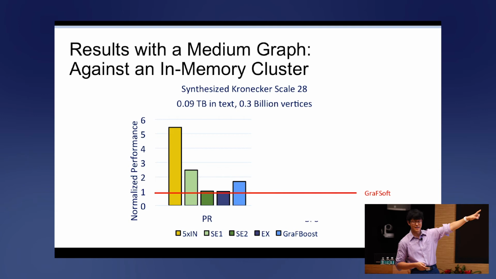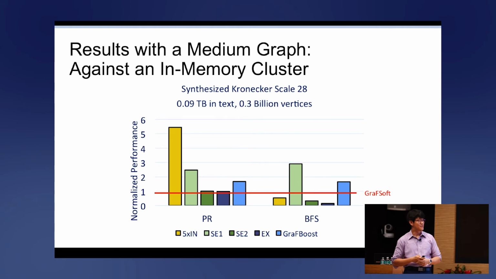The yellow line is the in-memory processing. It does more than 5 times faster than the software implementation of GraFBoost, which is understandable, and good considering the machine actually costs 5 times as much.